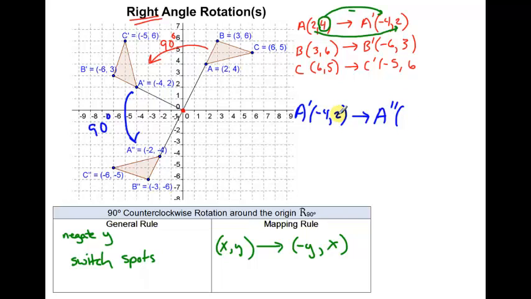So I'm going to take the 2, I'm going to move it to the front position and negate it as I do. So that's now a negative 2. And then I'm going to bring my negative 4 and just move it to the other spot. If you look here on the graph, you see that that's exactly where that point went.